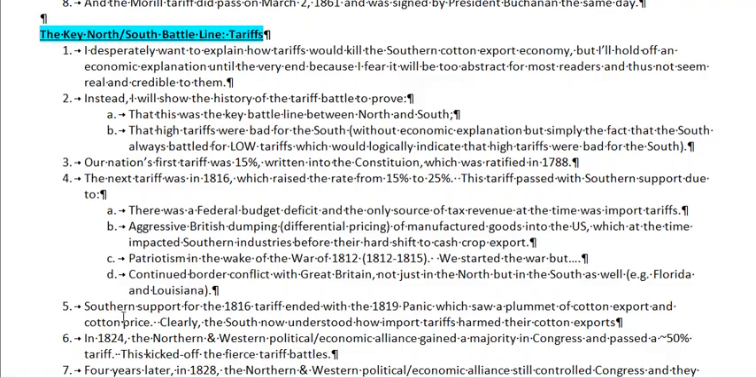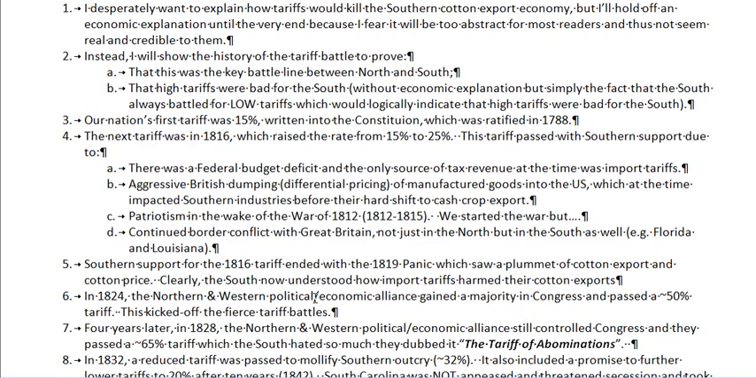All right. Southern support for the 1816 tariff ended with the 1819 panic, which saw a plummet in cotton exports, and cotton prices plummeted as well. So, with this, clearly the South now understood how import tariffs harm their cotton exports, right?